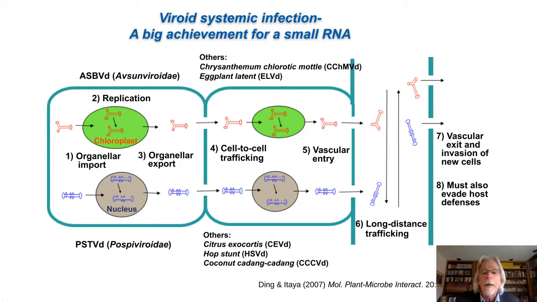So they must traffic cell to cell and eventually make their way into the vascular tissue, specifically usually the phloem, where they can spread long distance relatively rapidly and exit the phloem to invade new cells. And while doing all this, they need to evade host defenses. So there's really a lot to do for a small RNA.